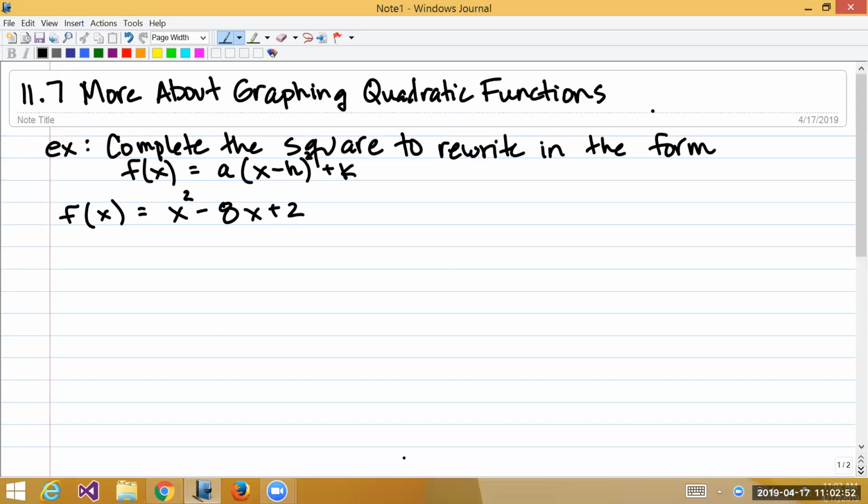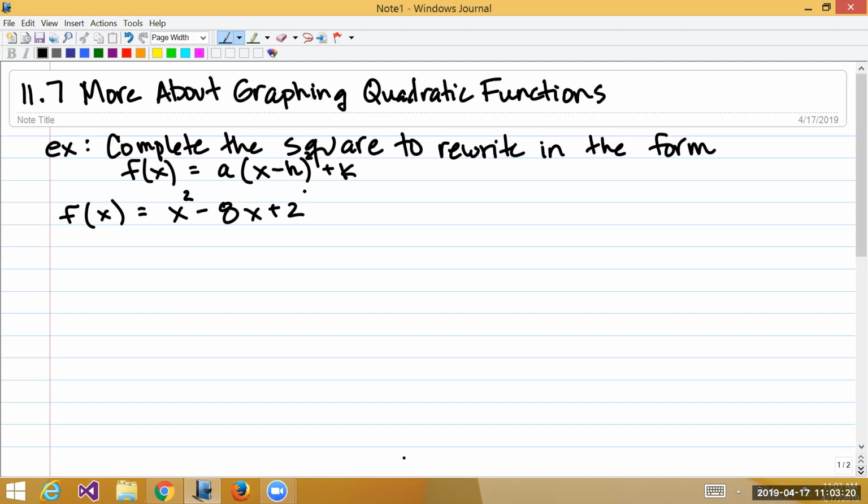11.7, more about graphing quadratic functions. Now that we know how to graph a quadratic function and we know how to identify the vertex, whether it's a maximum or minimum, and the axis of symmetry, all of that we did when we already had our function in this form. This is called standard form, f of x equals a times x minus h squared plus k. But now, what if it's given to us in general form, where everything's been worked out?